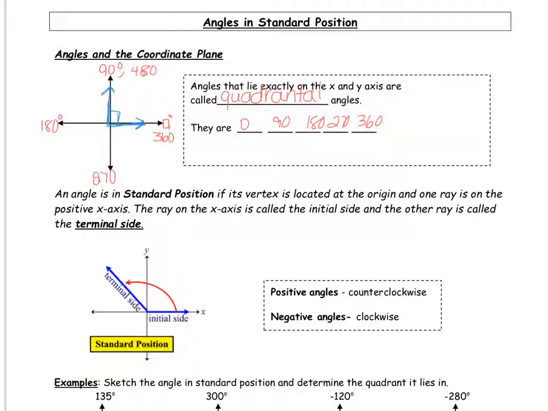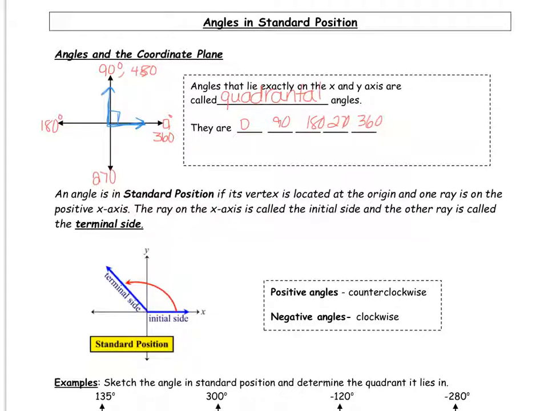An angle in standard position is one whose vertex is located at the origin and one ray is on the positive side of the x-axis. The ray on the x-axis is called the initial side, and the other ray is called the terminal side. So here's an example of an angle in standard position. The initial side is always going to be here on the positive side of the x-axis, and the terminal side is where the angle ends.